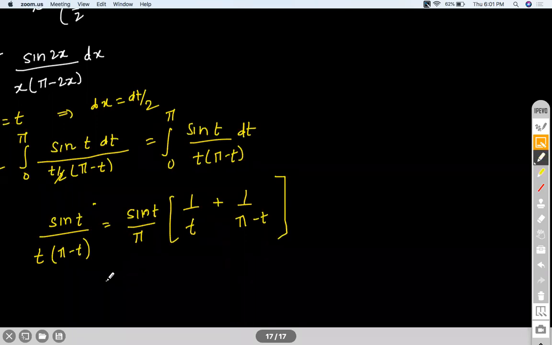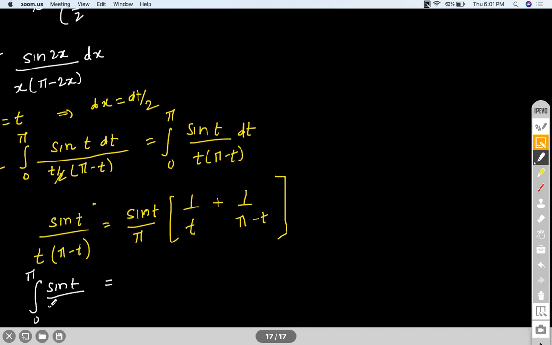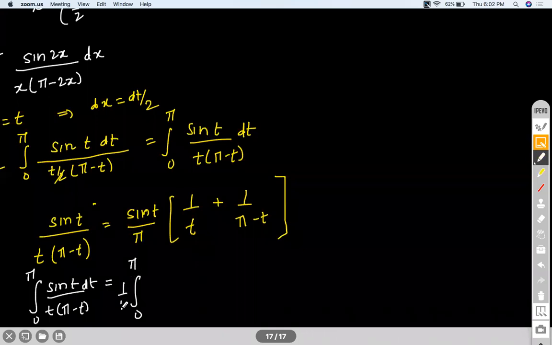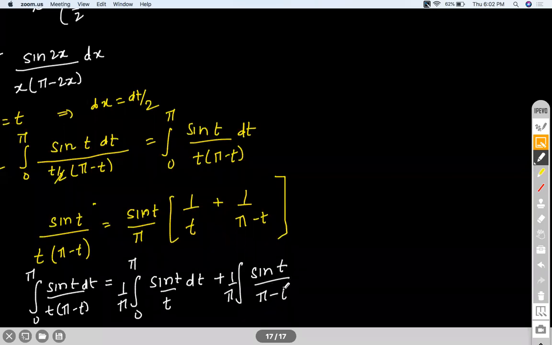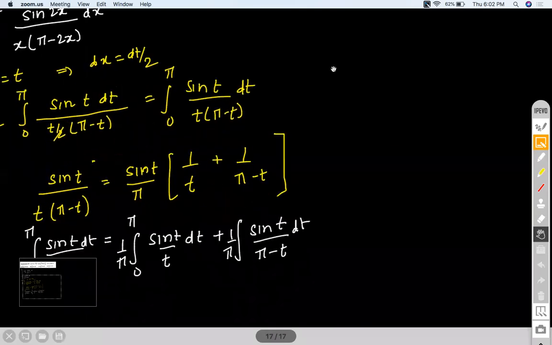Okay, so this becomes the integral from 0 to pi of sine t by t(pi minus t) dt, which is the integral from 0 to pi of 1 by pi sine t by t, plus 1 by pi sine t by (pi minus t). Right? Now let me use King's property on the second integral.